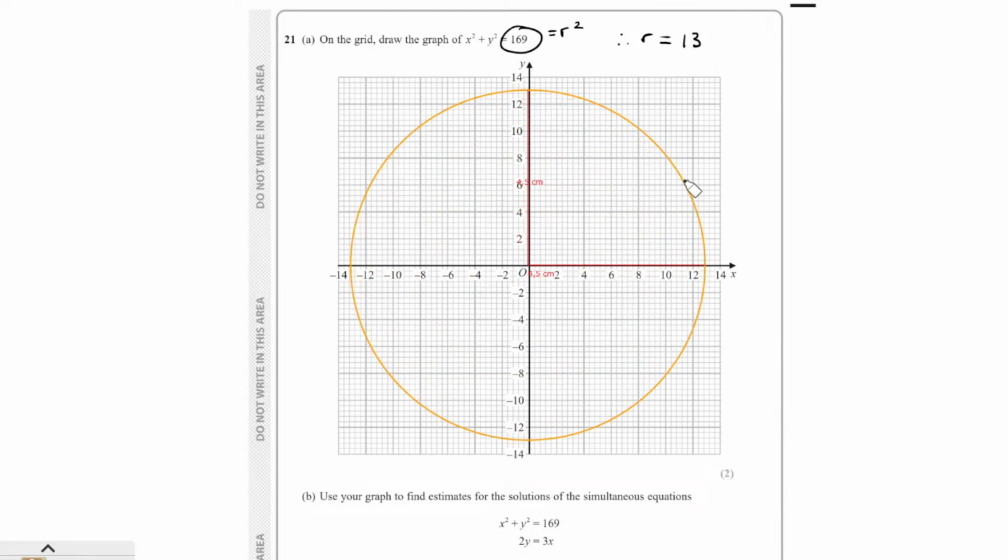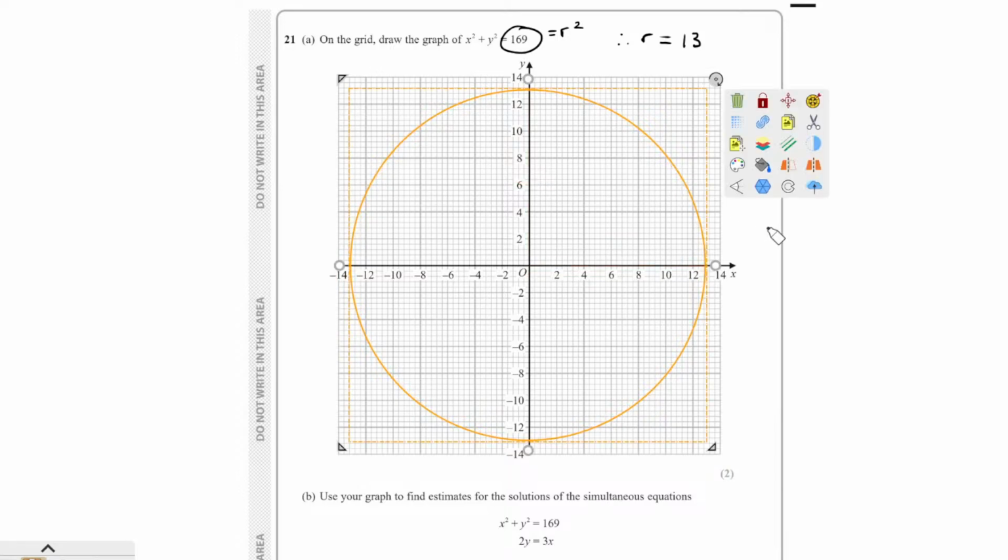So, about that, isn't it? About there, roughly. It should be halfway between 12 and 14. So that's part A, literally, just as long as you draw a circle, radius 13. Then part B, use your graph to find estimates for the solutions of the simultaneous equations.